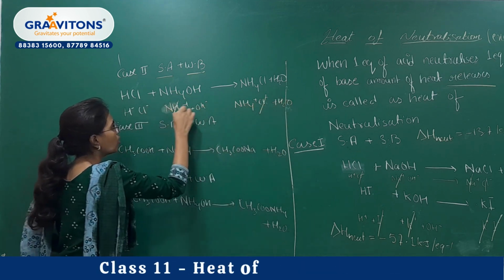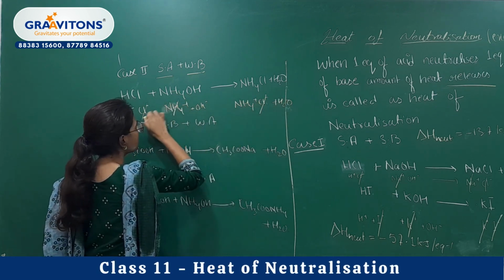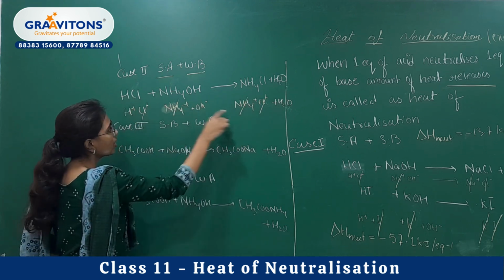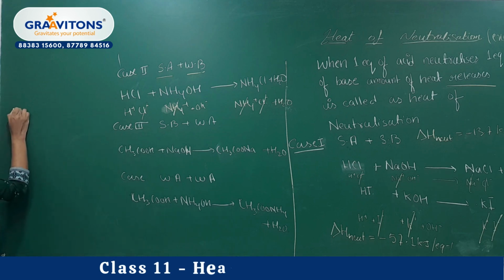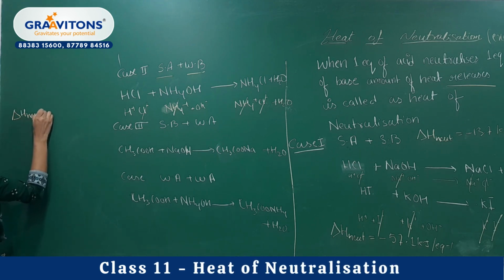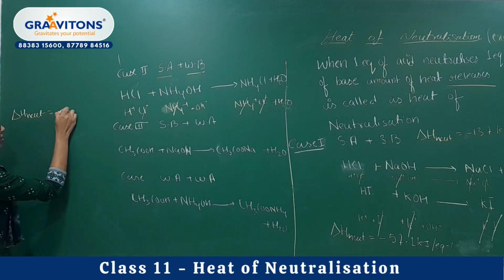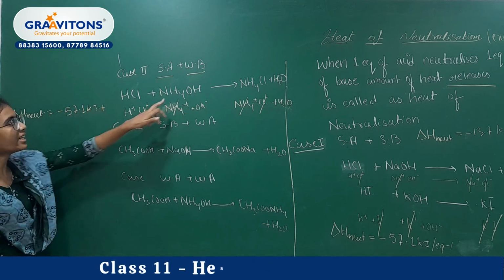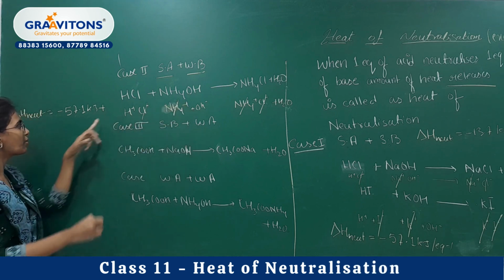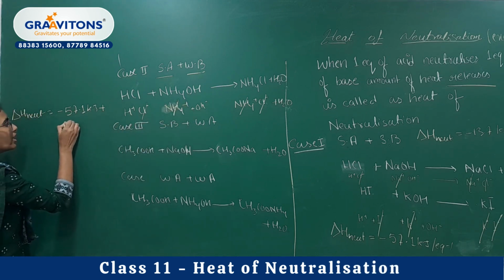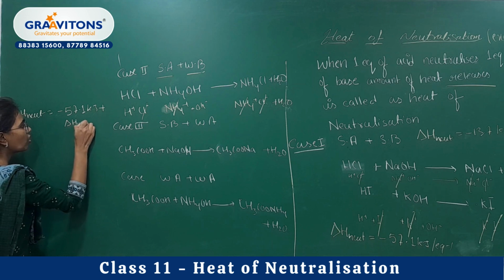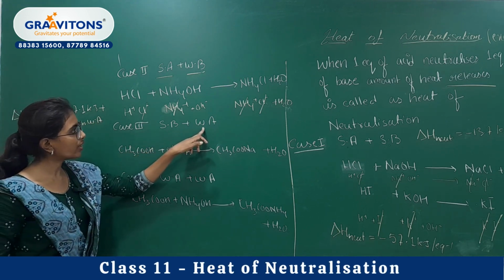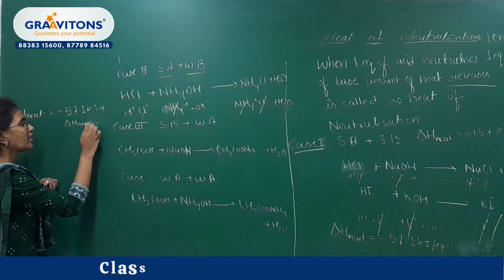Now we can cancel Cl minus with Cl minus, and NH4 plus. The ultimate reaction is H plus OH minus giving out water. Again, what will be the heat of neutralization? Whenever H plus and OH minus give out water, our value is minus 57.1 kilojoule. But here we have provided the ionization energy to ionize the weak part, so this is endothermic and we have to add the ionization of the weak base.